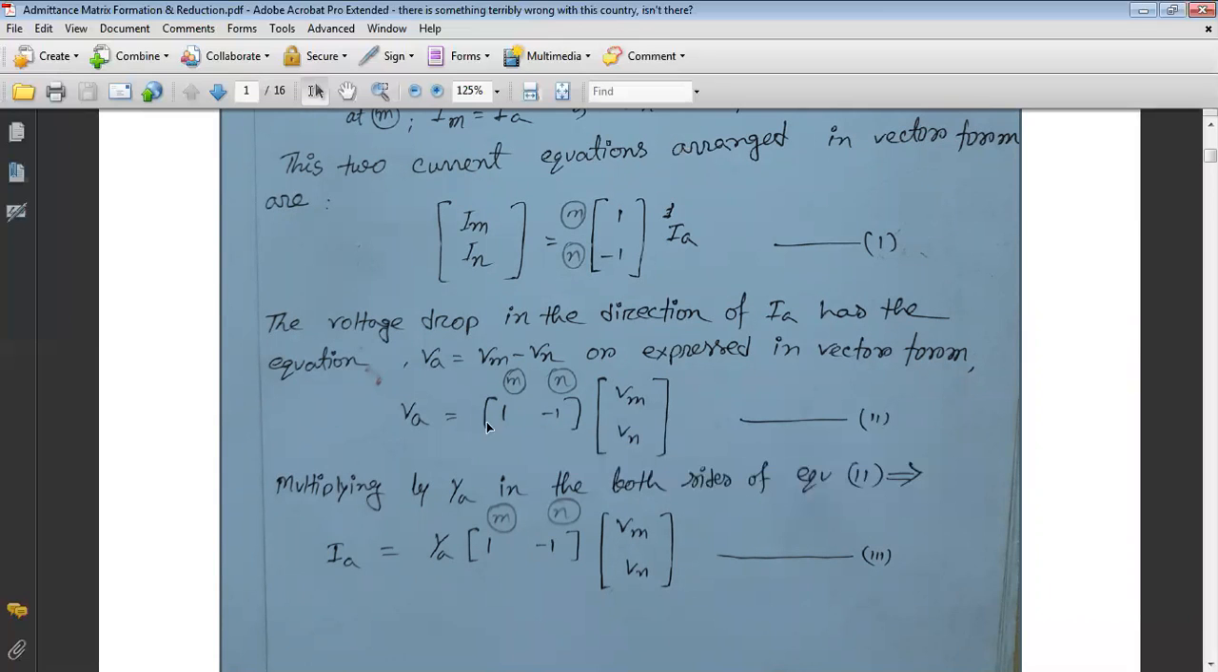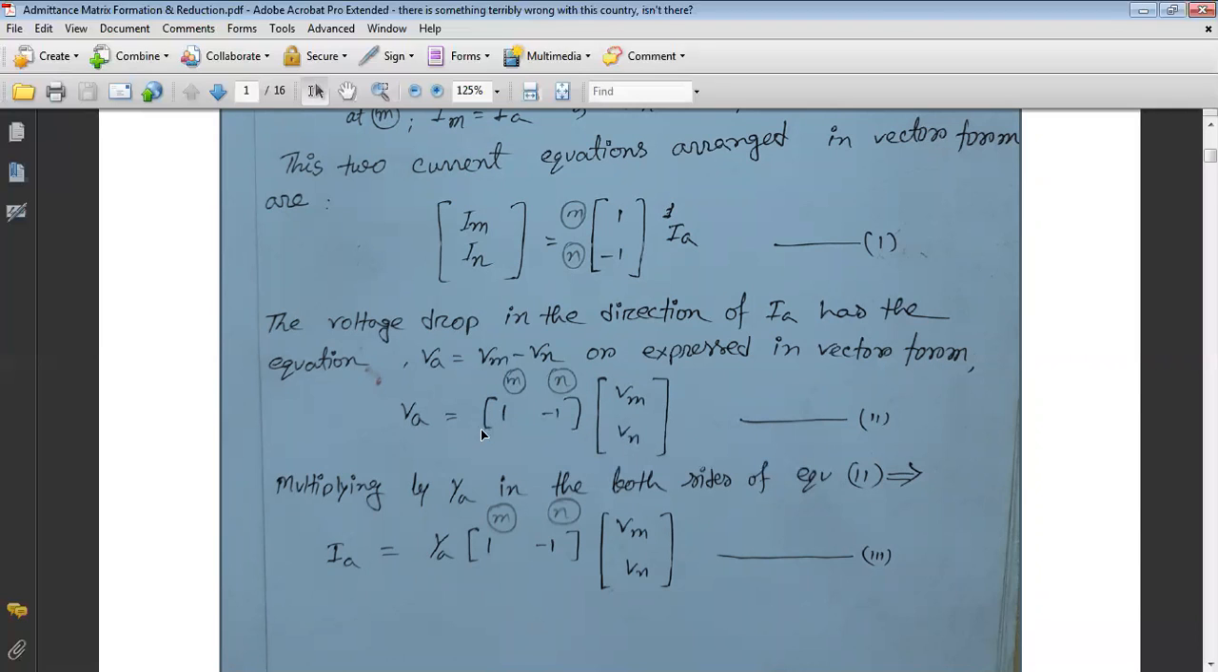VA means Vm minus Vn, the potential difference between two nodes. So we can write down this equation, VA is equal to Vm minus Vn, in matrix form in equation number 2. This is a single equation, so the left side of the matrix should be a single value, VA, because this row represents the equation. Now there are two variables in the same equation, Vm and Vn, so we can write them in a column format: Vm, Vn.